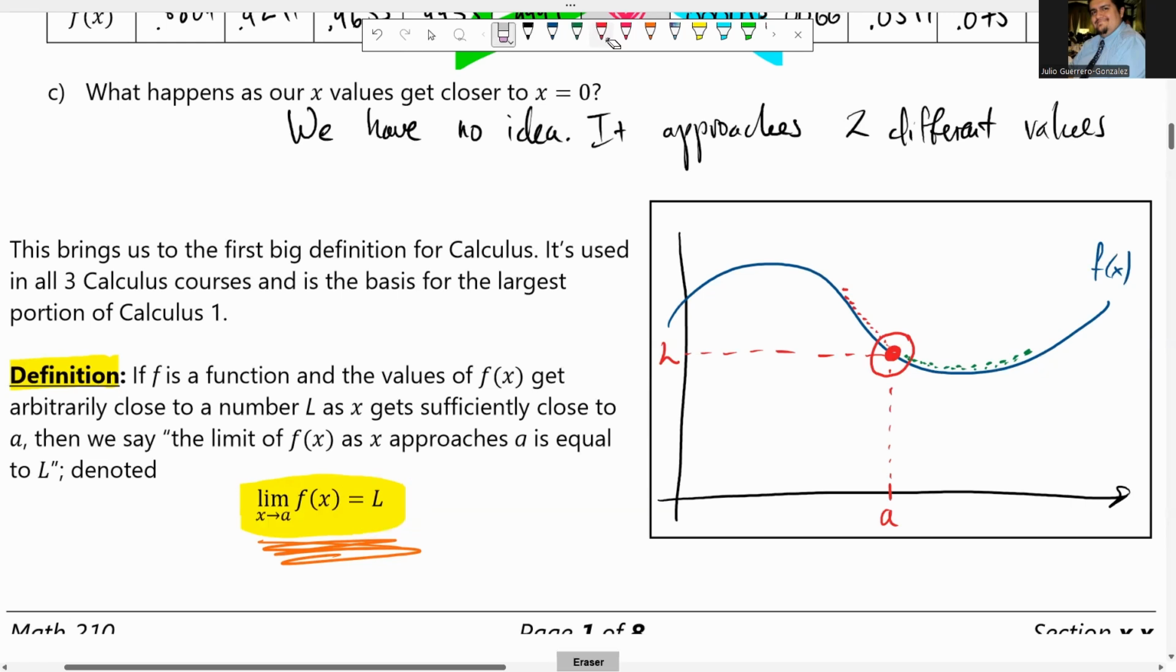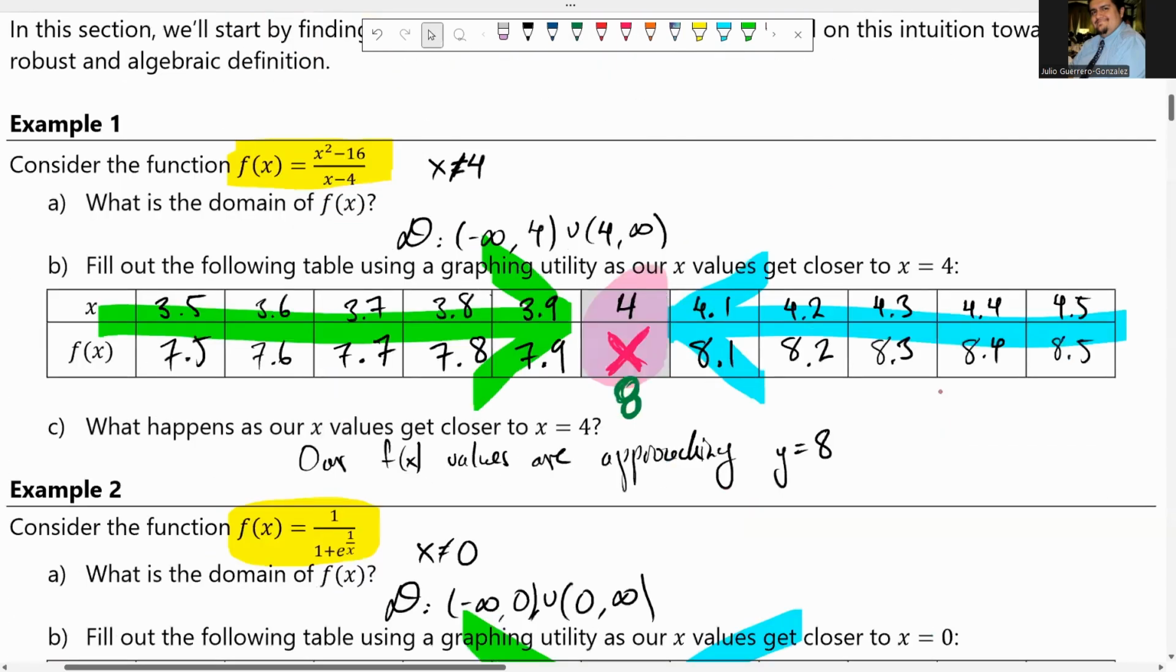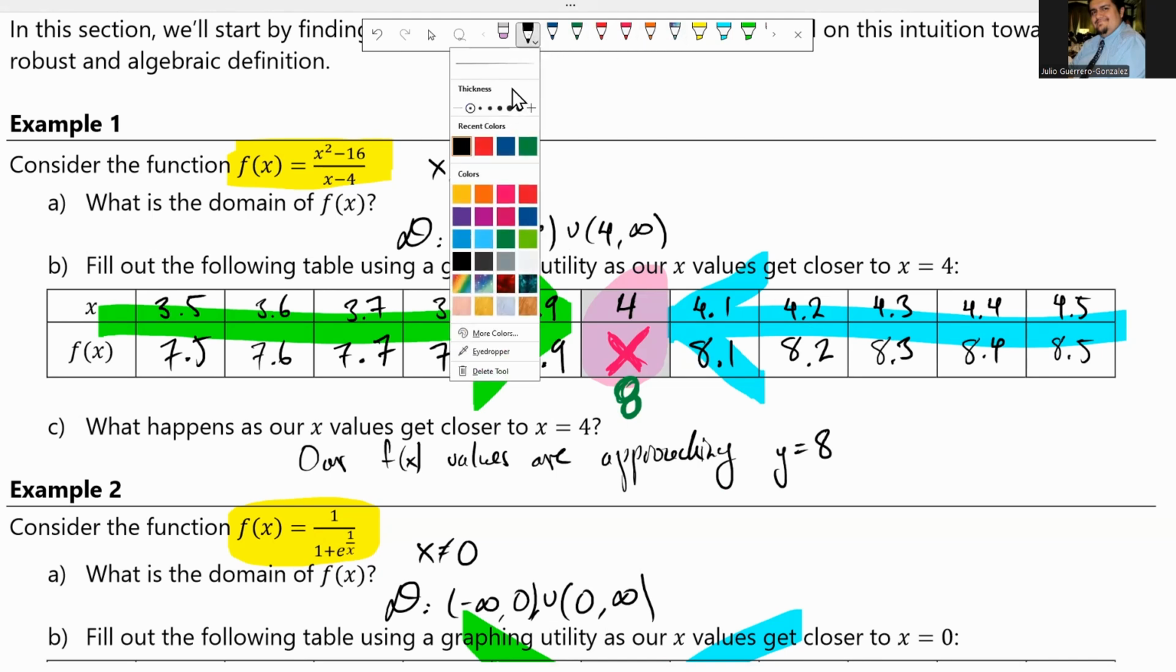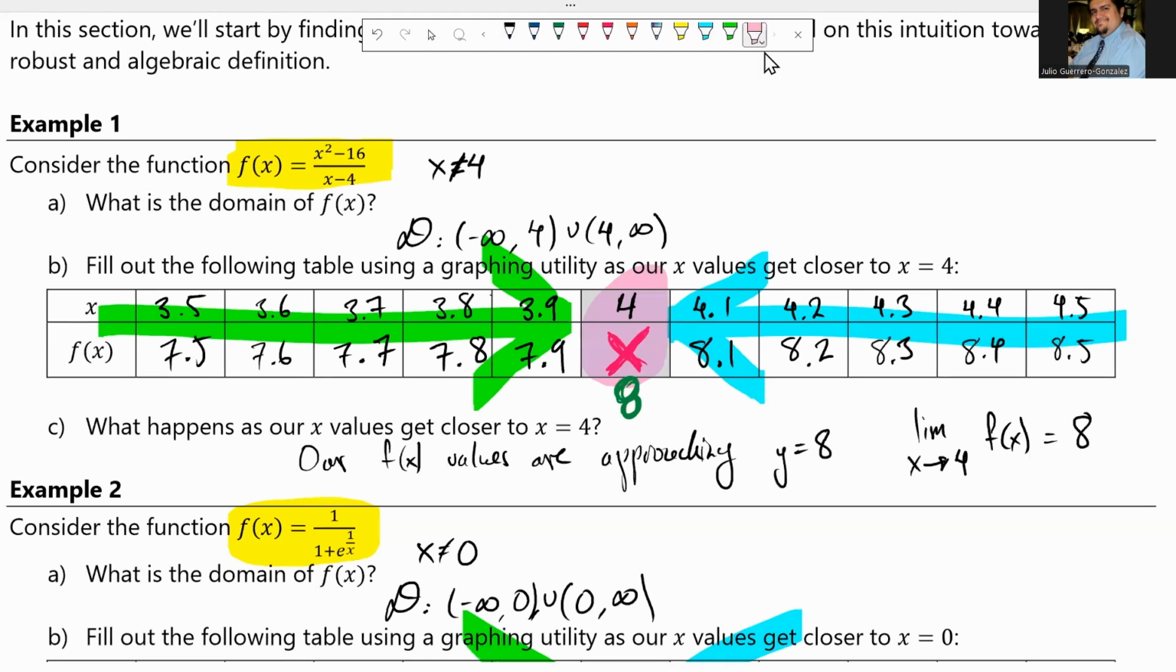Okay? So, let's go back to our two examples. For the first one, we would say, and I'm going to actually write it, I'm running out of colors. Let's just keep it pink, and I'll highlight it. We would say that the limit as x approaches 4 of my function f of x is equal to 8. And I'll highlight it in pink.